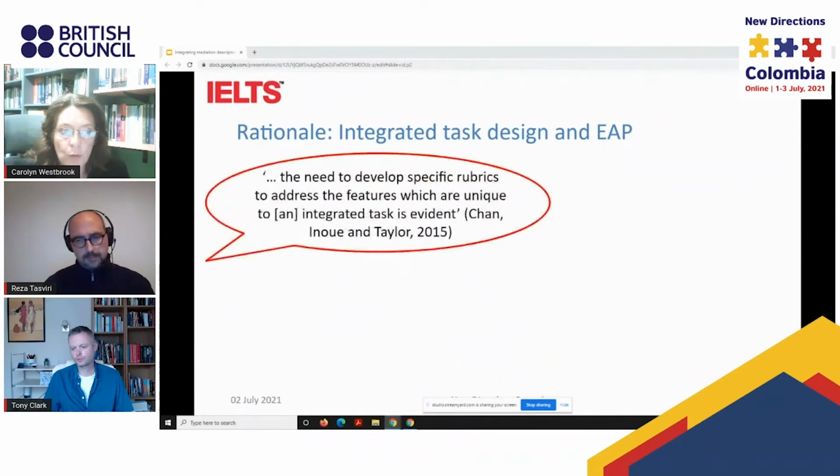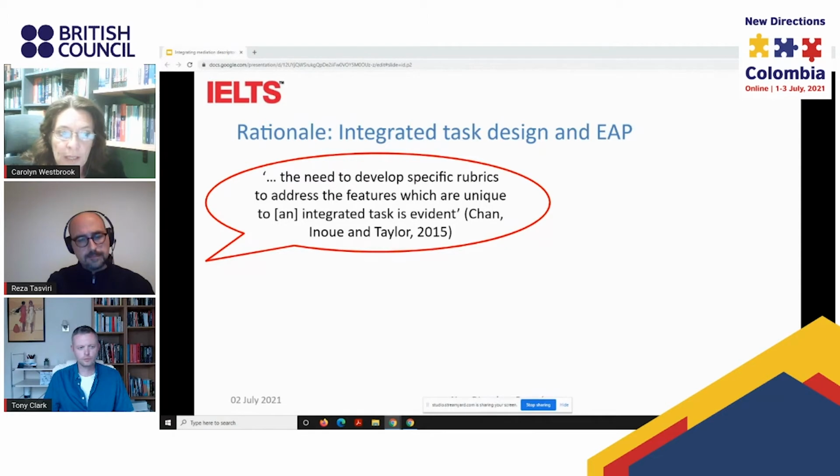So when we came to designing the tasks, as I mentioned, we took into account the literature, but also we took into account the rating scales, and we looked at the literature around rating scales as well. So in line with Chan, Inouye and Taylor 2015, who point out that rating scales must also take into account the features of the task, we amended the rating scales for both tasks.